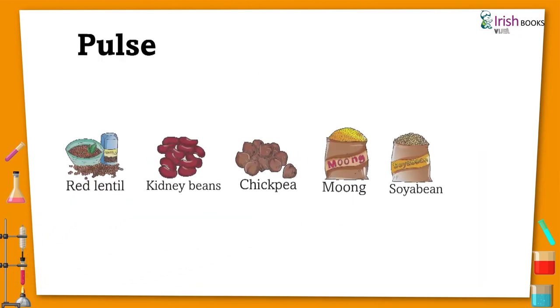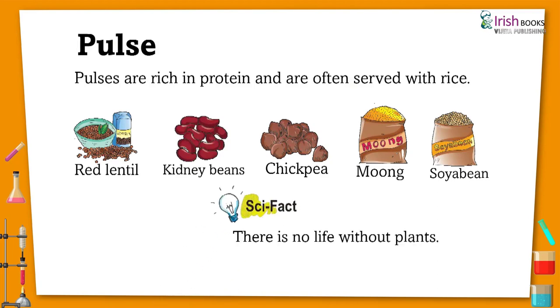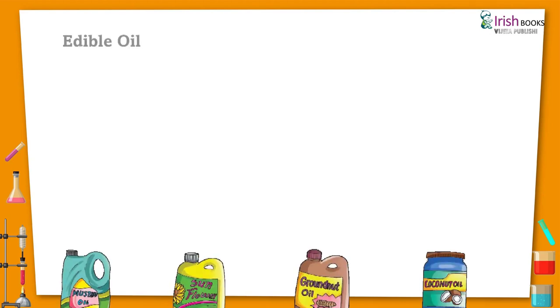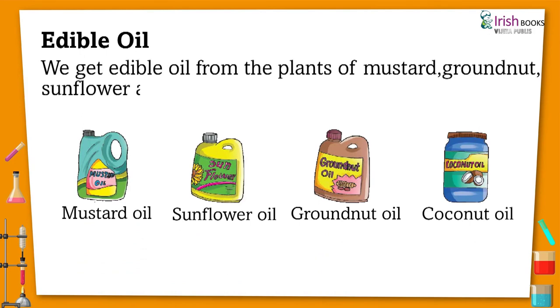Pulses. Pulses are rich in protein and are often served with rice, like red lentil, kidney beans, chickpea, moong, soya bean. Scientific fact. There is no life without plants. Edible oil. We get edible oil from plants of mustard, groundnut, sunflower, and coconut.